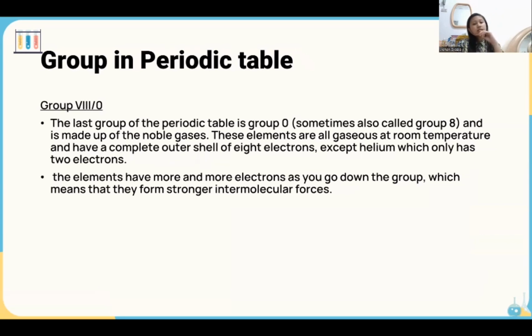Then lastly is group 8, or we can call it group 0. It is made up of noble gases. The elements are all gases at room temperature and have a complete outer shell of 8 electrons, except for helium, which only has 2 electrons. The elements have more and more electrons as you go down the group, which means that they form stronger intermolecular forces.